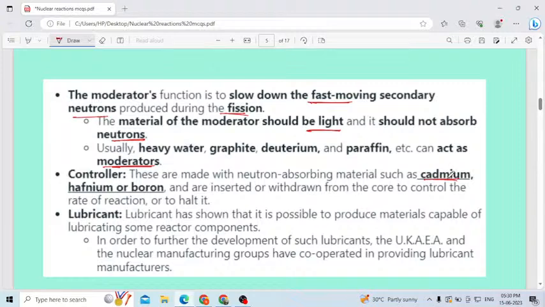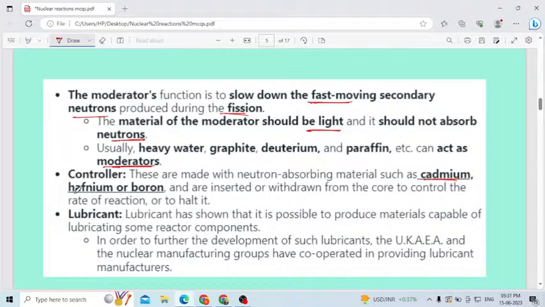What is the use of the controller? See, already I told, in a chain reaction, an enormous number of neutrons will be produced. When you have more neutrons, the fission process that is happening becomes uncontrolled. To control the nuclear reactions, we will use the controller. What will this controller do? It will absorb the extra neutrons present in the nuclear reactions. Here the examples are cadmium, hafnium, boron.